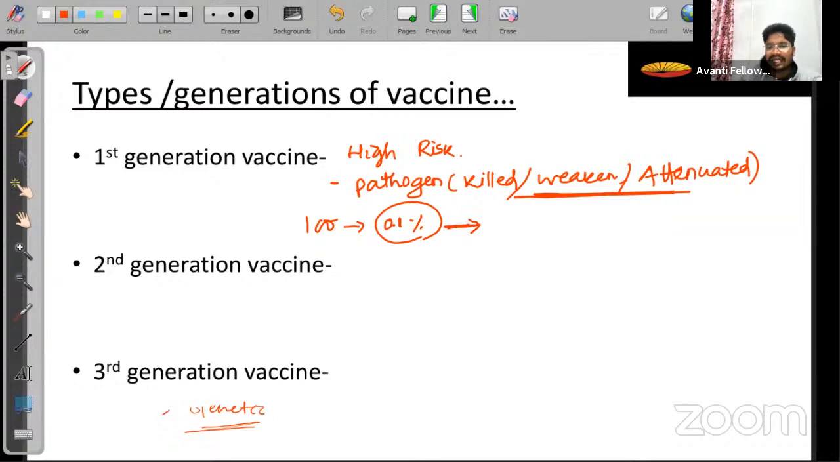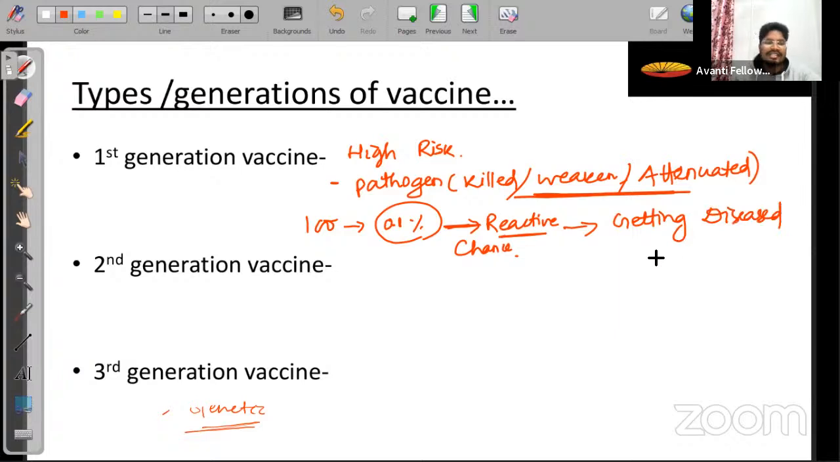They can reactivate, there is a chance of getting reactivated, right? And if they get reactivated in our body, then there is a high risk or high chance of getting diseased. Is that clear to everybody?